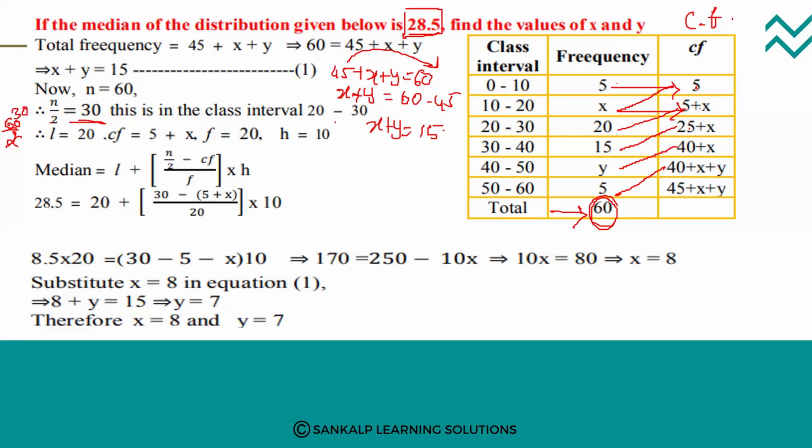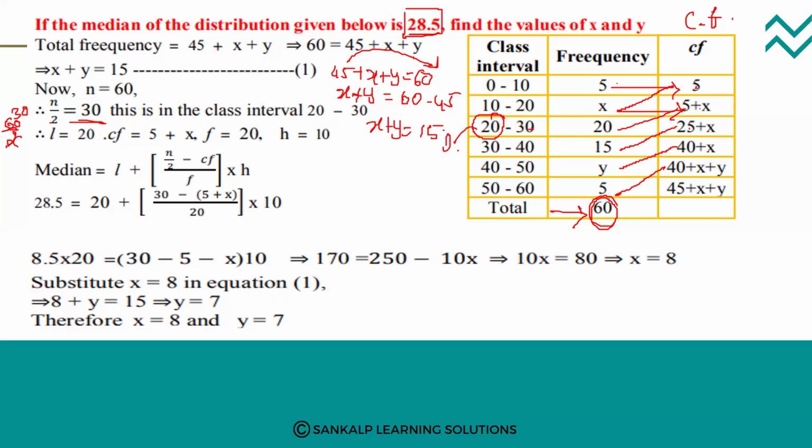This is in the class interval 20 to 30. 60 divided by 2 is 30, so 30 comes in the class interval 20 to 30, right? Yes or no? 20 to 30. So 20 is the lower limit. Okay, 20 to 30 means we want 30 only, so that comes under the class interval 20 to 30.